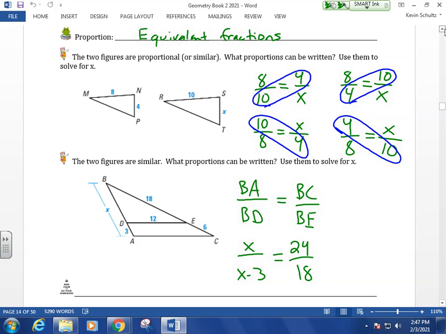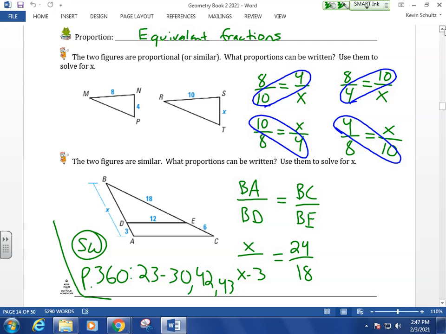But anyway, your homework is going to be on page 360, 23 through 30. Page 360, 23 to 30, and 42 and 43. Yes. 42, 43. I do need you to show your work on this one. That SW circle is showing work. So on these 10 problems, I need work shown.